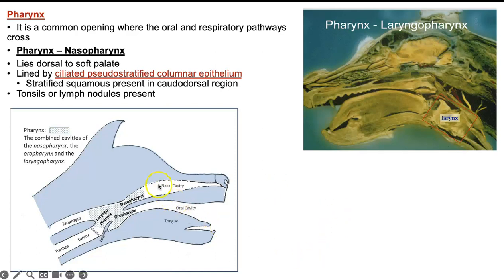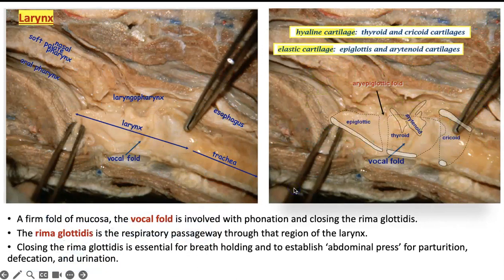So you can see now the nasal cavity, oral cavity, we have the nasopharynx, the oropharynx, the laryngopharynx here, the larynx, trachea, and this will be the esophagus.